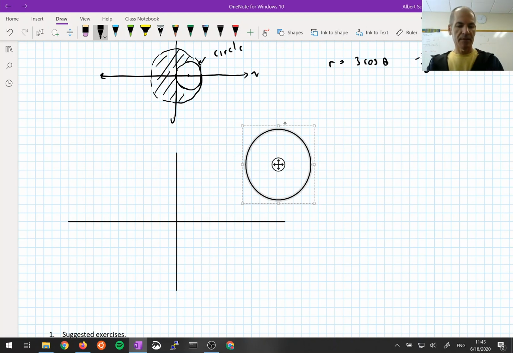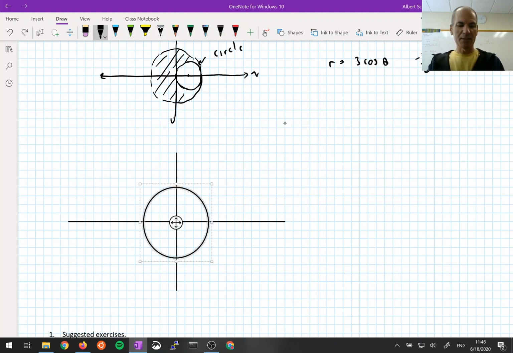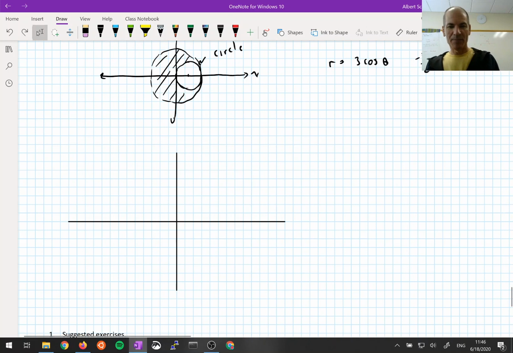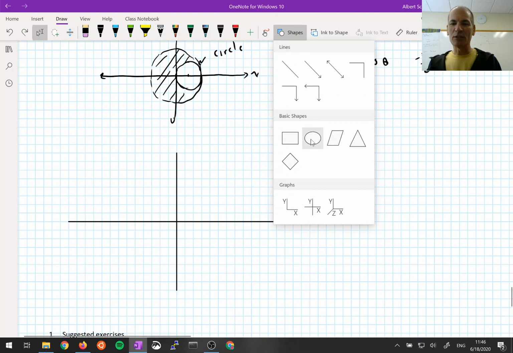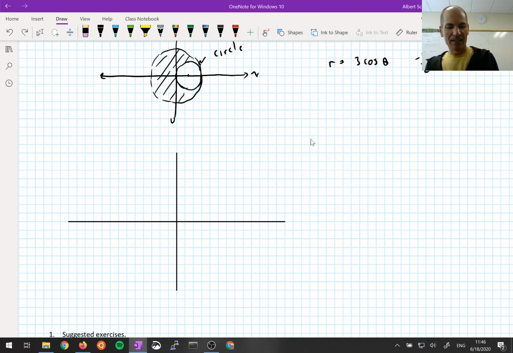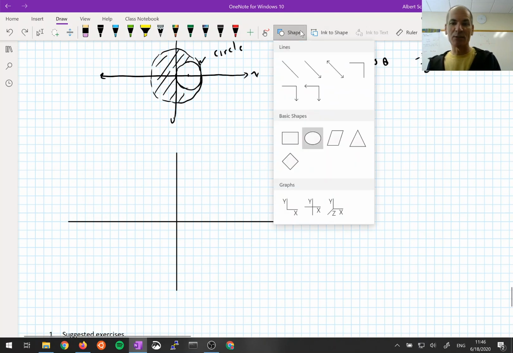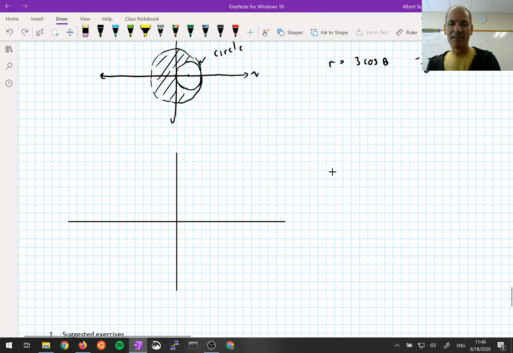Gosh, let's see if I can do this a little bit better. I think if I hold down the shift key, I can make, maybe not, maybe control key. Let's try control. Nope. All right, I'm just going to stick with that and say that looks pretty circular.